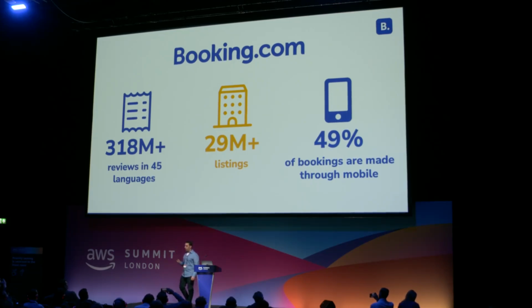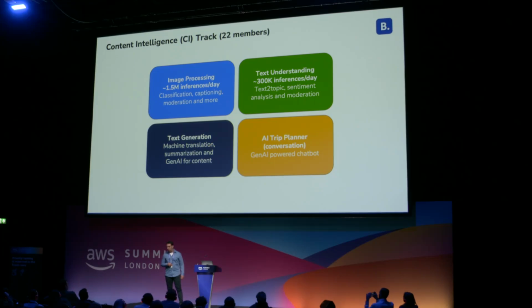We are one of the largest online traveling platforms in the world with dozens of millions of listings and hundreds of millions of reviews. And we also have dozens of millions of mobile users, which contribute to almost 50% of our bookings. And I belong to a unit that is called Central Machine Learning, and to a team that is called Content Intelligence, where we own several capabilities.